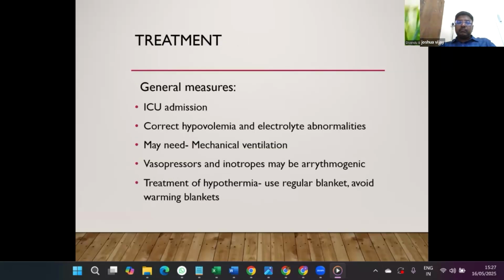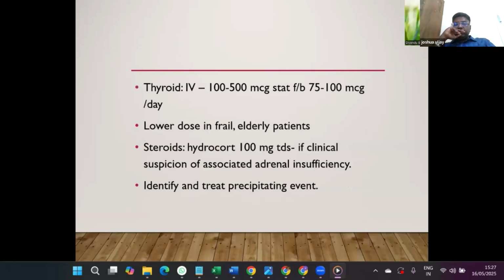So for treatment, this patient mostly needs ICU care. Correct the hypovolemia and electrolyte abnormalities. They may need mechanical ventilation, vasopressors, or inotropes, and these inotropes can be arrhythmogenic in hypothyroidism. Treatment of hypothermia has to be addressed. Use regular blankets, avoid warming blankets.